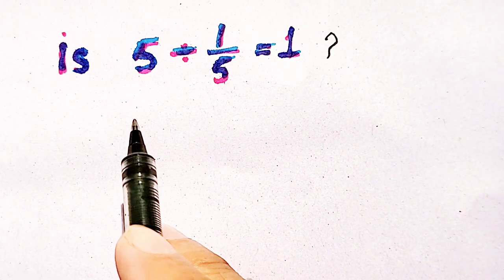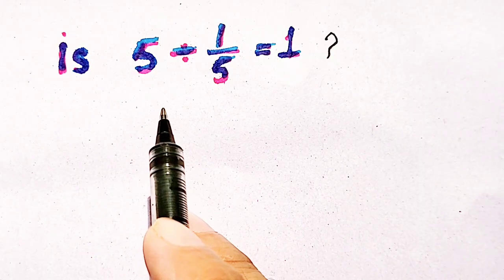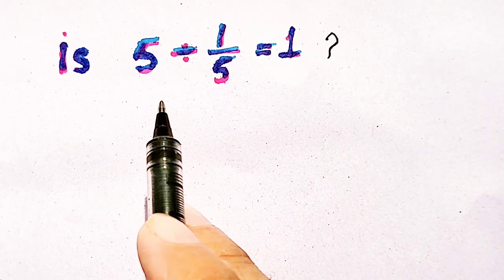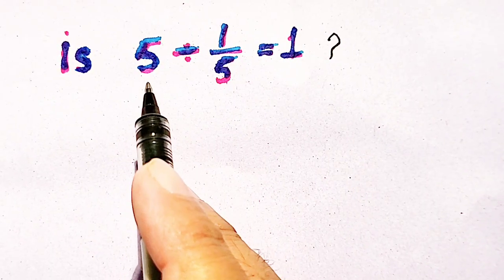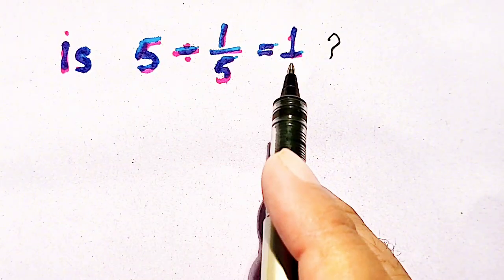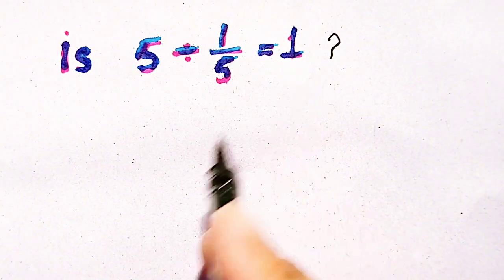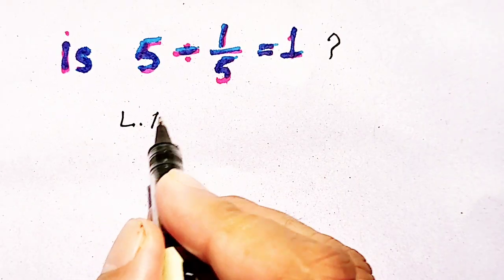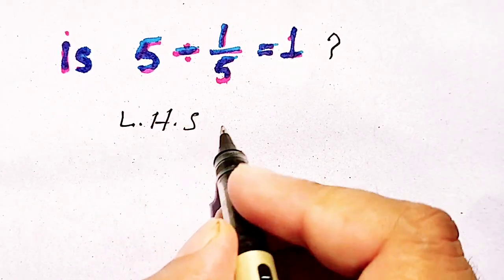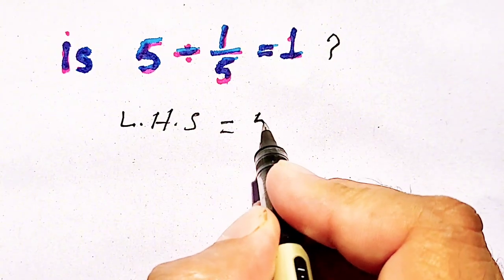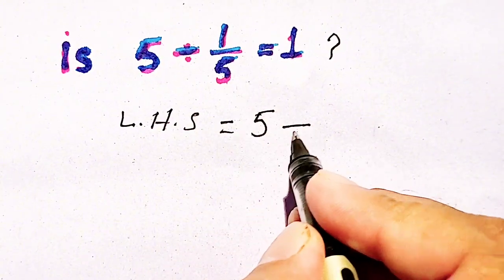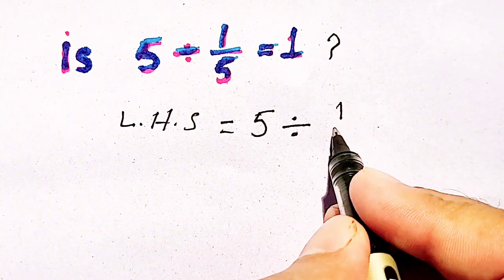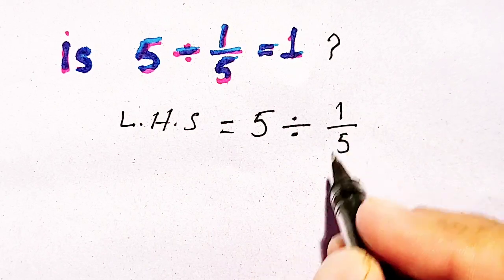I am here with a new mathematical problem. 5 divided by 1 by 5 is equal to 1? Yes or no? Dear students, we have on the left hand side which is equal to 5 divided by 1 by 5.